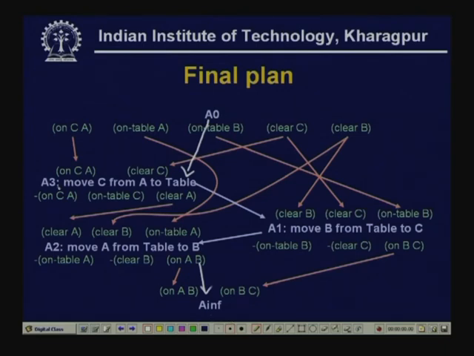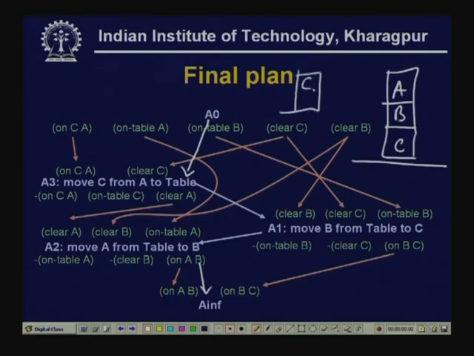So, if you recollect the planning problem, the goal was A on top of B, B on top of C, and in the initial state I think we had C on A and B on the table. Now, what are the steps? First move C from A to table, then move B from table to C, move A from table to B, and then we are done.